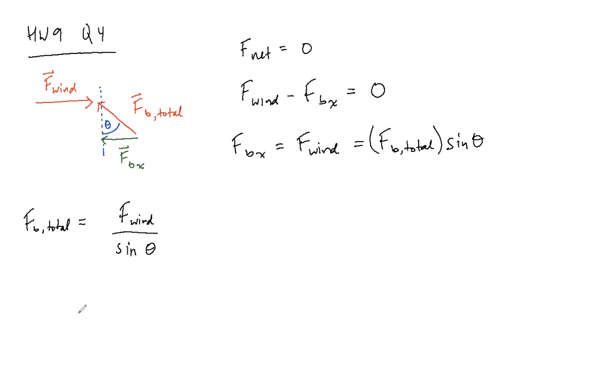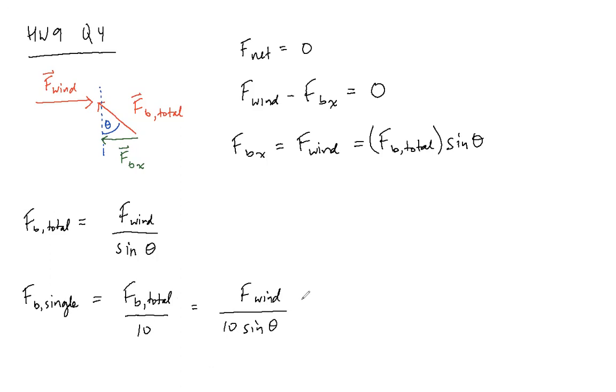But what they want us to find is FB single. They want us to find the force per brace. And there's 10 braces. So we have to take FB total and divide it by 10. So that's going to be FB total divided by 10, so that's going to be F wind divided by 10 times the sine of theta.